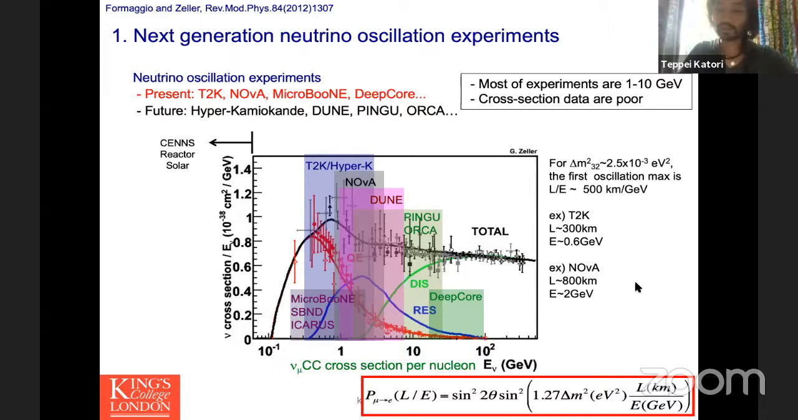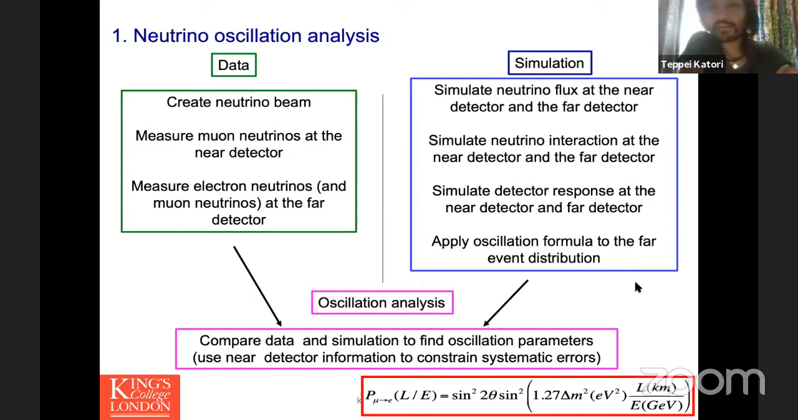That comes later. Okay, so how do you measure oscillation? For the data, you create a neutrino beam and you measure it. But you measure twice. The first is you measure with the near detector, so that's how you find the neutrino flux before the oscillation. This measurement is focusing on muon neutrino to electron neutrino, so I pretty much only talk about that one. So you measure muon neutrino at the near detector. And at the far detector, the electron neutrino, which is a signal of muon neutrino oscillation, but also you measure muon neutrino to constrain the systematics. So that's what you measure for data.